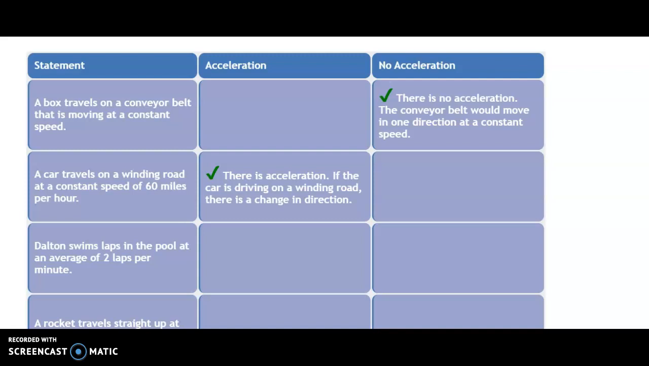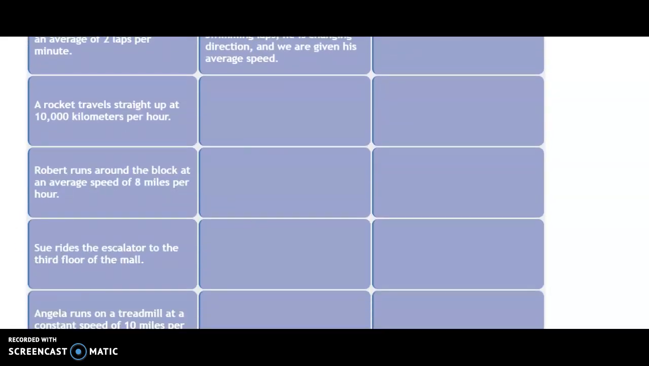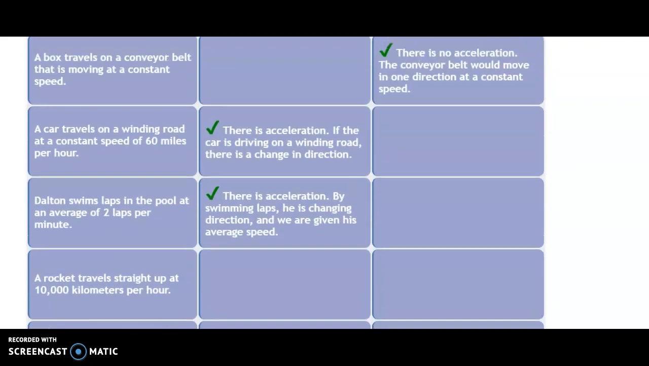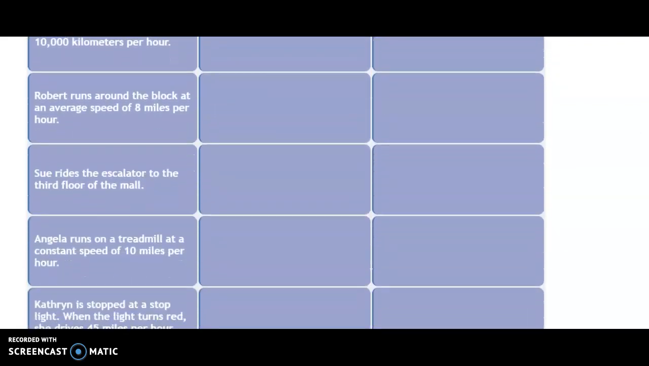The next one states, Dalton swims laps in the pool at an average of 2 laps per minute. This one, we have to think about the word average. If we have an average speed, it's very likely that Dalton is not consistently swimming at the same speed the entire time. Not only that, but if you ever swim in a pool, you know that in order to do a lap, you go back and forth in the pool, which is a change in direction. So Dalton is accelerating. For the rest of them, read through and see if you can figure out if there is acceleration or if there is no acceleration on your own.